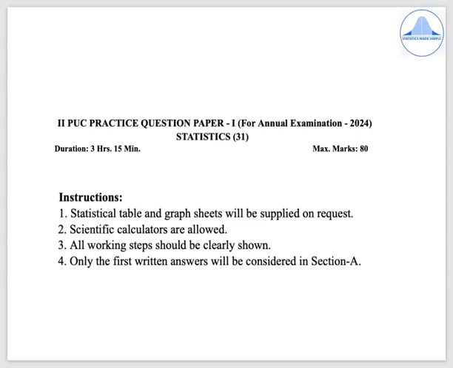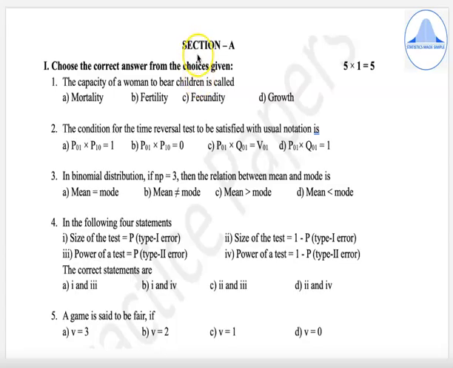There are certain instructions to be followed while answering the paper. The statistical table and graph sheets will be supplied on request. Scientific calculators are allowed. All working steps should be clearly shown, and only the first written answers will be considered in Section A. Section A: Choose the correct answer from the choices given.